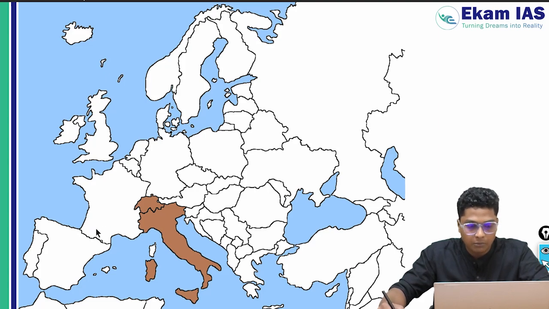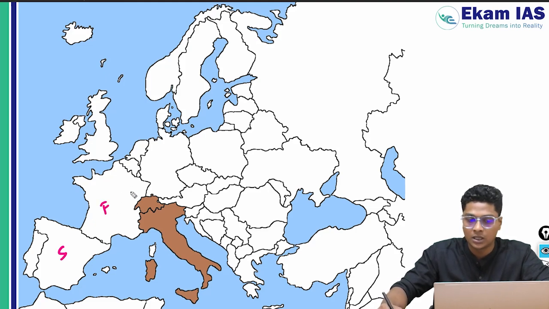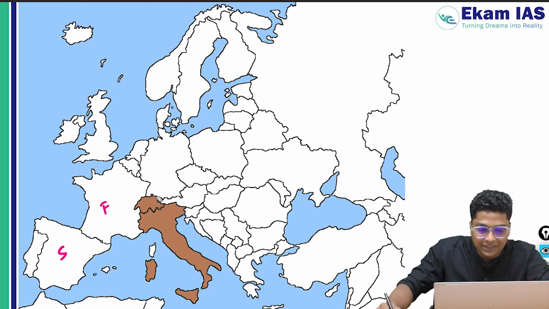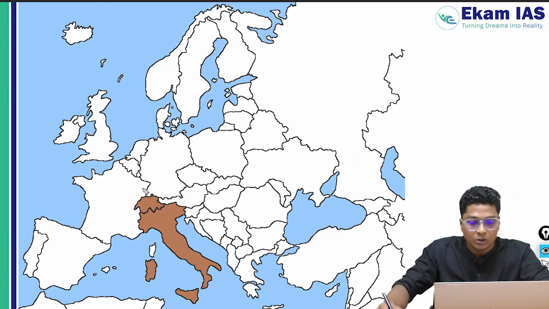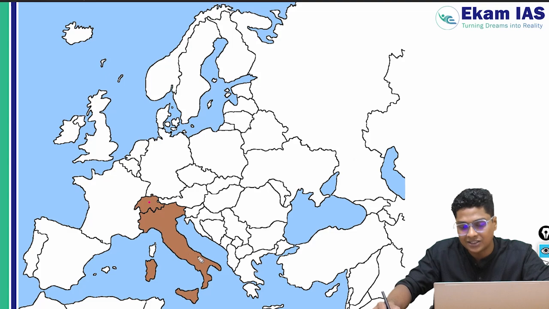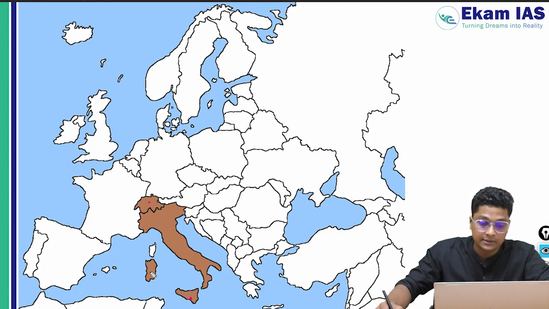Now think about this. Which nation is this? This is Spain, this is France. France is sharing border with this landlocked country, Switzerland. Switzerland is sharing border with Italy. It is all the way stretching to this region. These islands are also part of Italy. This is Sicily and Sardinia. These are all part of Italy.